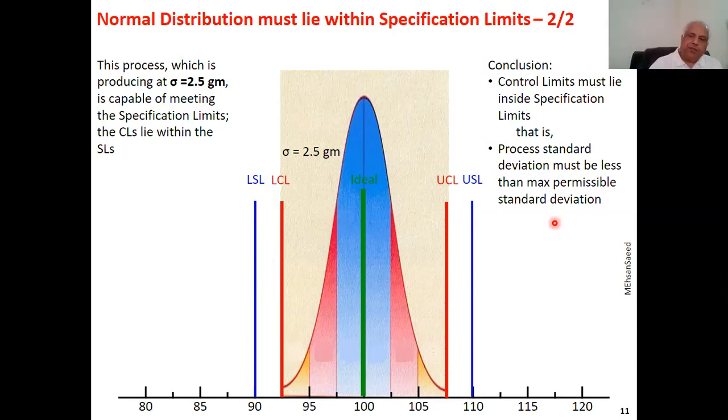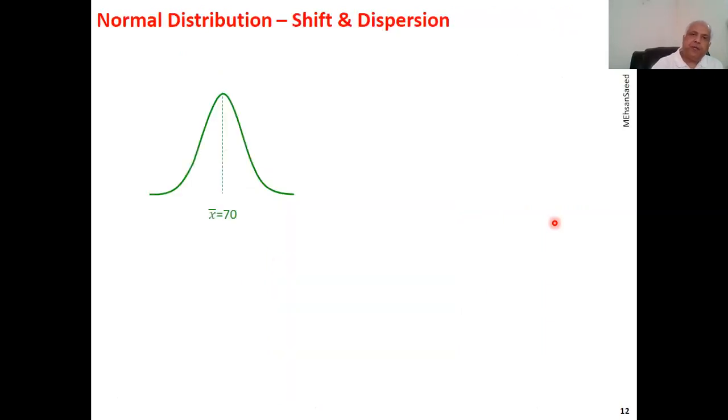Next, we move to the concept of shift and dispersion. Take any process. This is the bell curve of that process, and this is the mean or mu, which is also indicated with a bar. The mean is 70 grams, 70 tons, it doesn't matter. This is what is required.